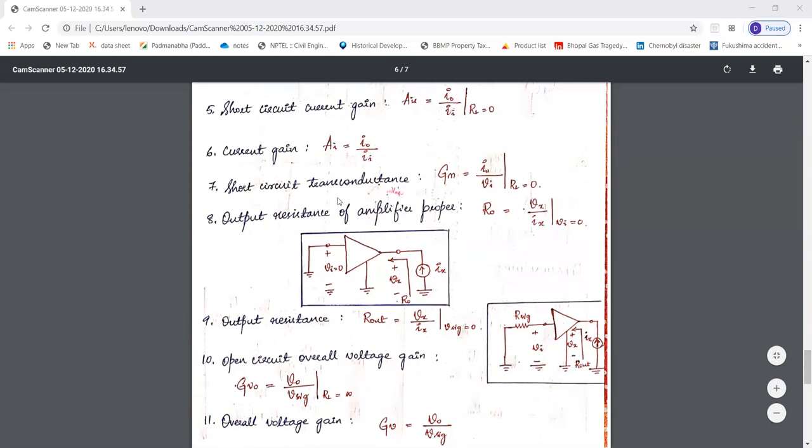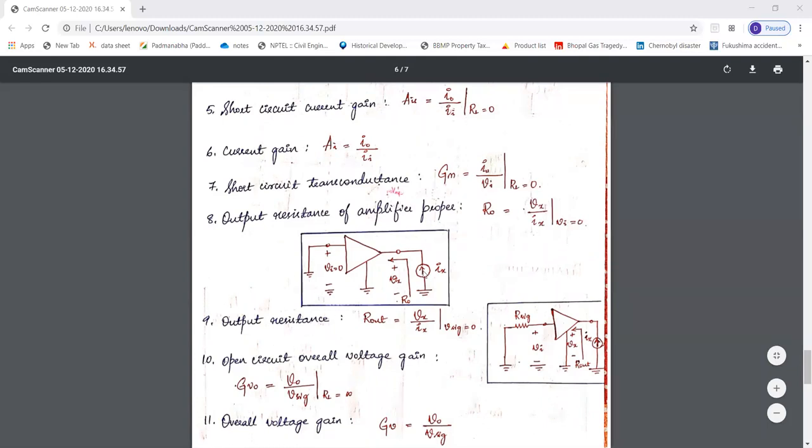And short circuit transconductance, you know that transconductance is equal to output current by input voltage. So I naught by VI, short circuit, that is why RL is equal to 0. And output resistance of amplifier proper. So R naught is equal to VX by IX for VI equal to 0.